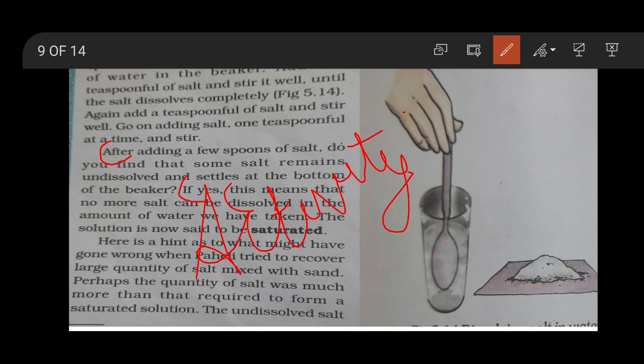This is very important. Here is a hint as to what might have gone wrong when she tried to recover a large quantity of salt mixed with sand. Perhaps the quantity of salt was much more than that required to form a saturated solution of the dissolved salt.